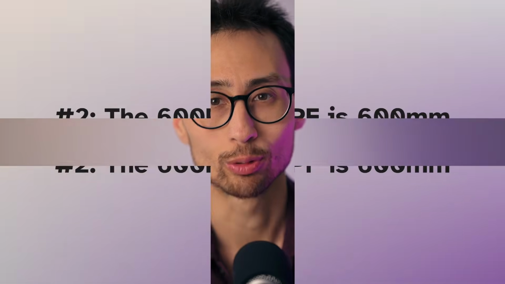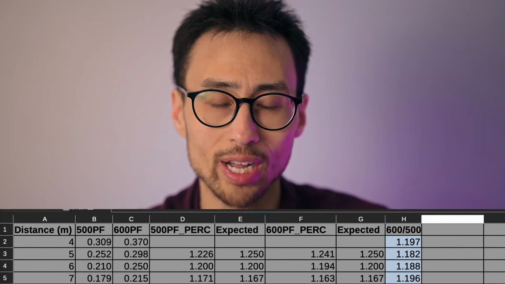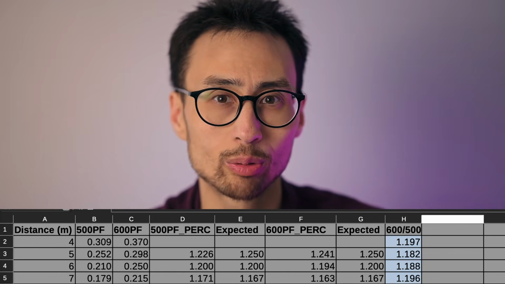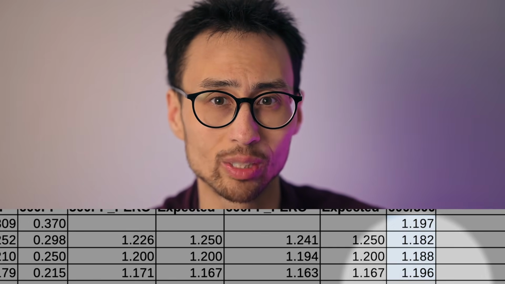And of course, the real final advantage of the 600 PF is that it's 600 millimeters over 500 millimeters. Does this actually make a difference? Well, sometimes lenses do focus breathe at their minimum focus distance, but I did test both the 500 and the 600 at 4 meters, 5 meters, 6 meters, and 7 meters. And I did find that the ratio between the two focal lengths is pretty much exactly 1.2. So with the 600 PF, you are getting a 1.2 crop over the 500 PF, which is very useful in wildlife and can give you more pixels on your subject.